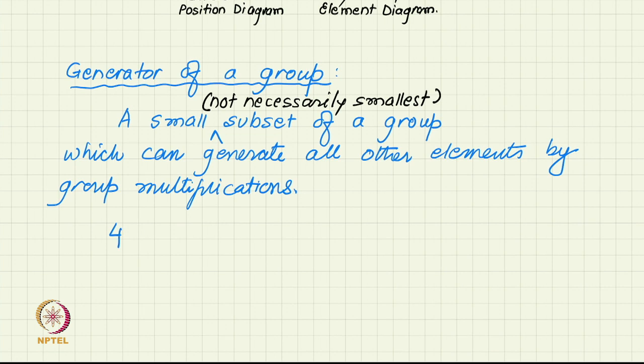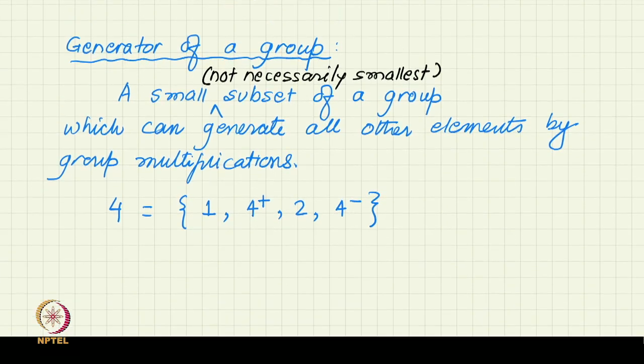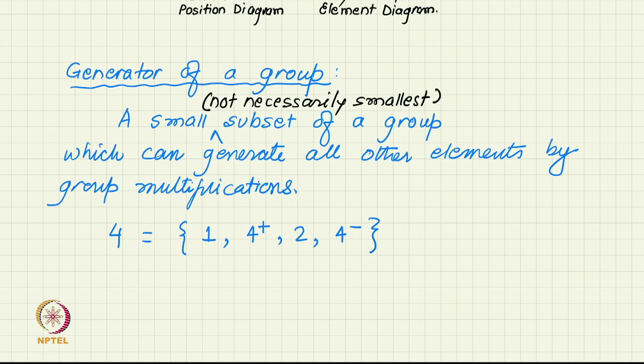The group 4, you know, group 4 is consisting of 1, 4 plus, 2 and 4 minus. It is a group of order 4, 4 elements are there. However, I can select 4 plus as my generator.